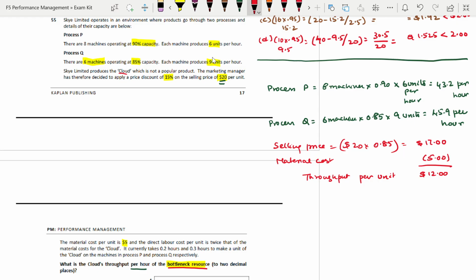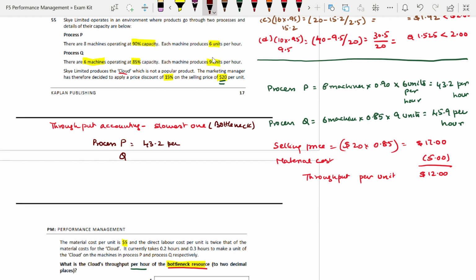Throughput accounting, I am writing this. It is the slowest one. In other words, it is the bottleneck. Bottle means what is the difficulty, what is the problem? Here we are taking into consideration process P and process Q. Which is the slowest one per unit?